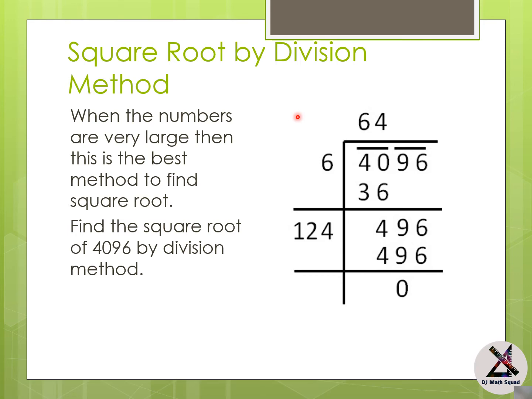Now this method is more useful when your numbers are very big, which makes finding the square root even by prime factorization a little lengthy. There you can use this division method. So we have taken one question where we are finding the square root of 4096, right? Now here in this question you have to understand what we do. The very first thing, we make the pairs starting from the right hand side, starting from the units digit basically. So 6 and 9 are in a pair, and then 0 and 4 is also in a pair.